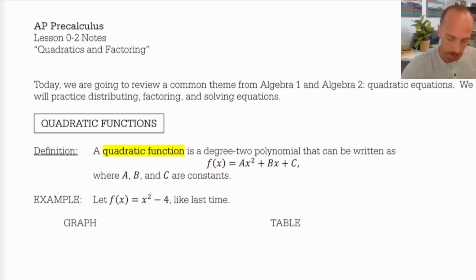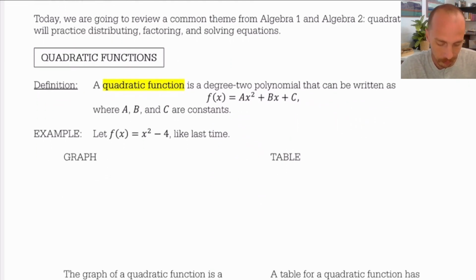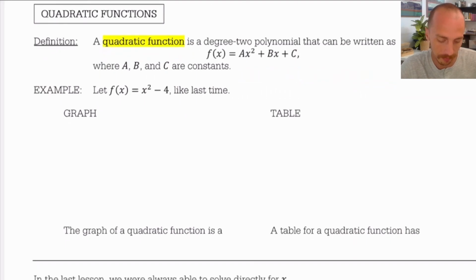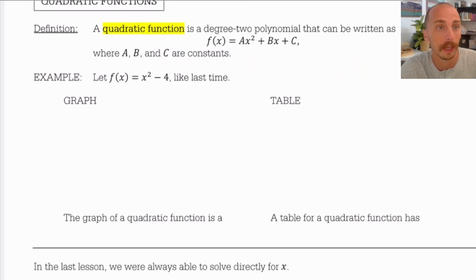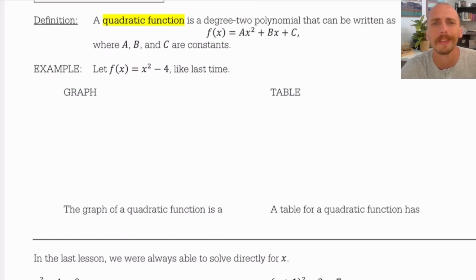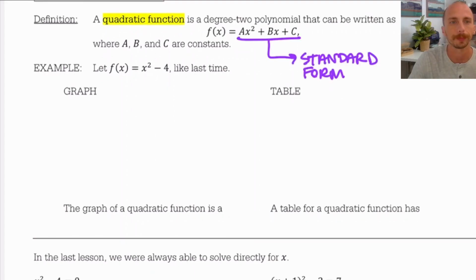So just to remind you about what a quadratic function is, it's a degree 2 polynomial that can be written as f of x equals ax squared plus bx plus c. Typically we call that standard form. I might write that in.